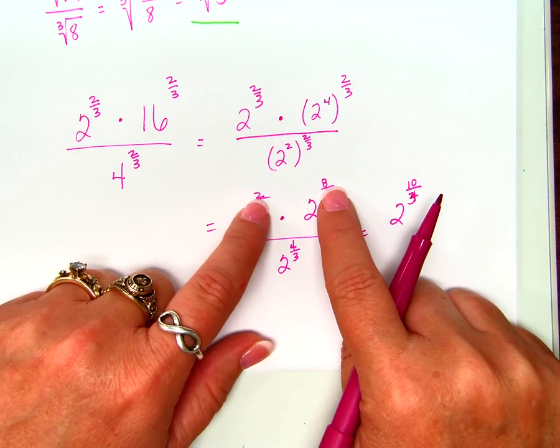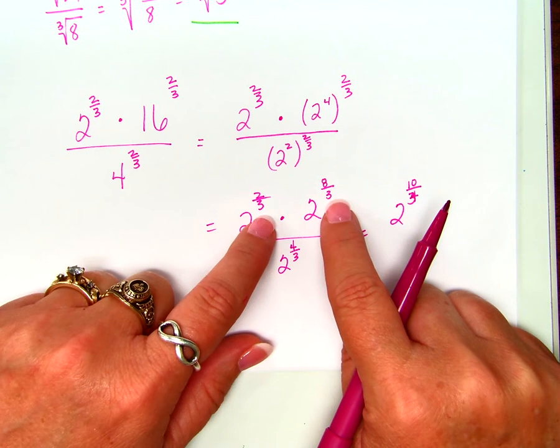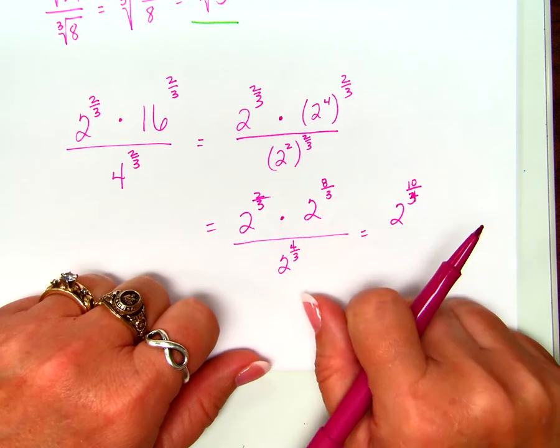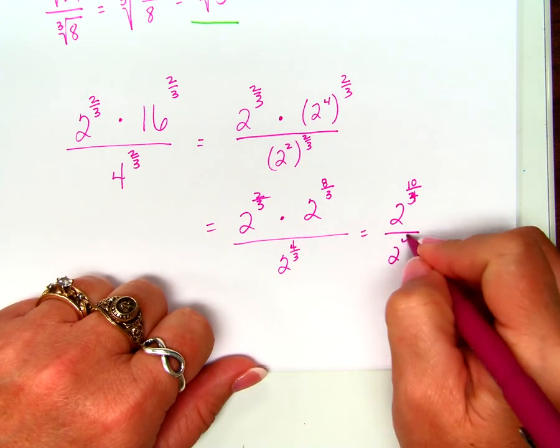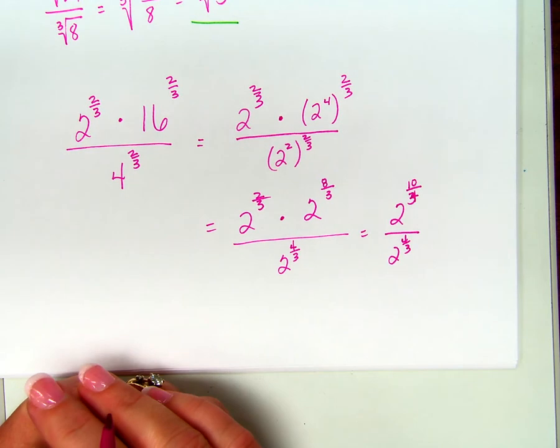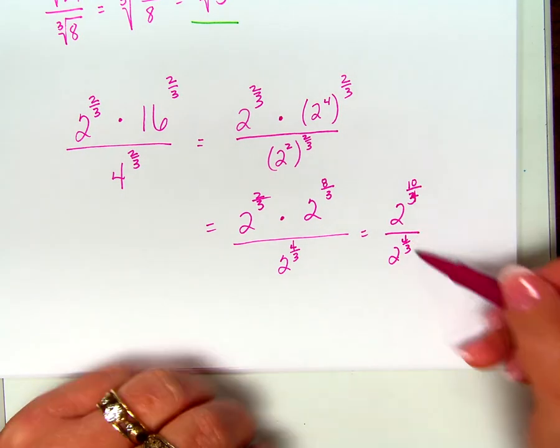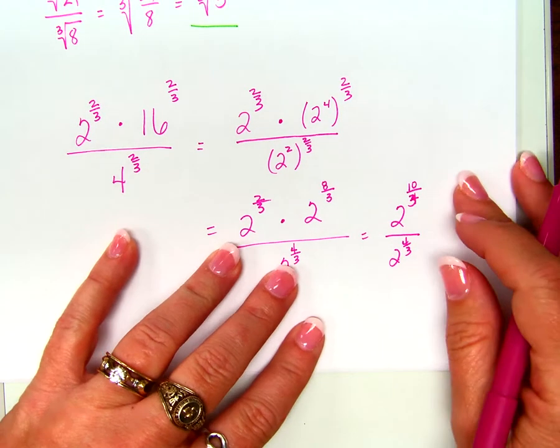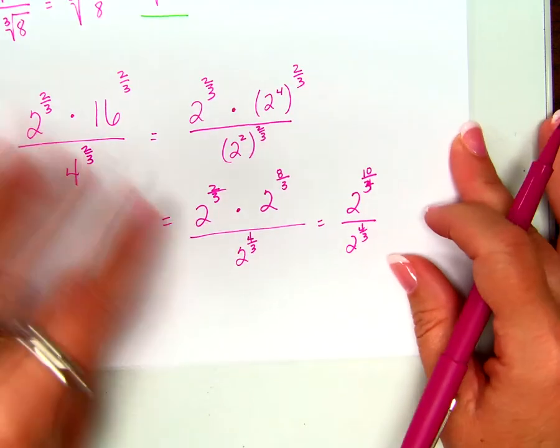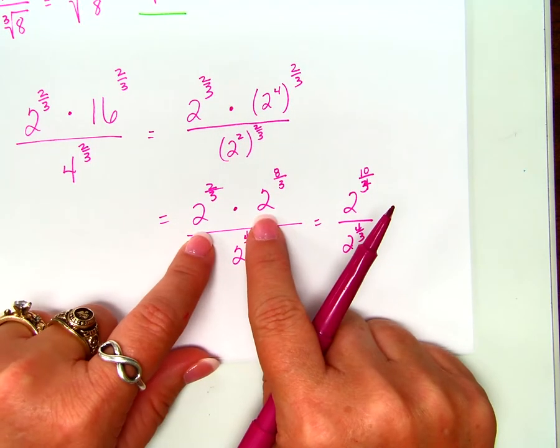When I'm adding fractions, I add the numerator and leave the denominator, right? Over 2 to the 4/3. If I'm dividing like bases, what can I do with the exponents? Wait, why is it 2 to the 10/3? Because it's all my bases.